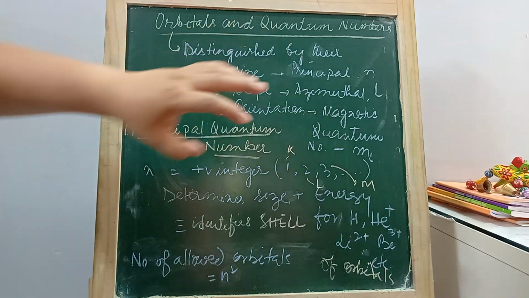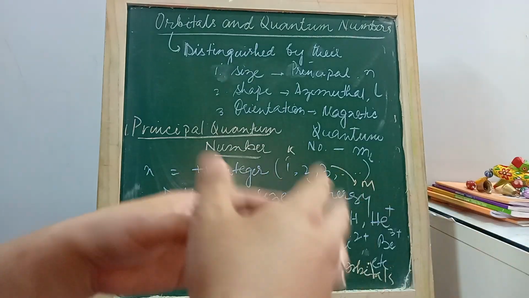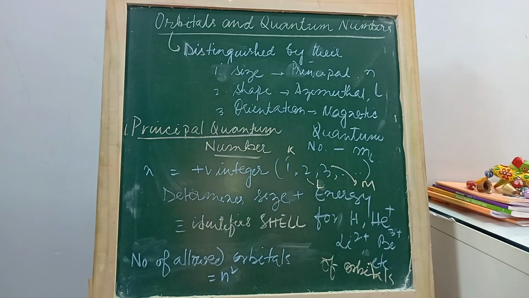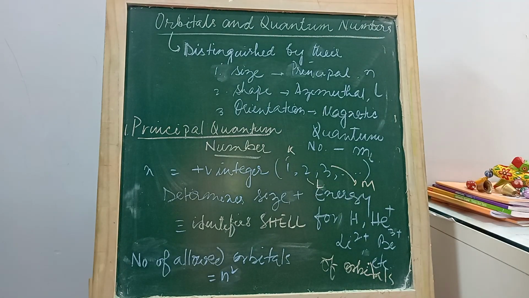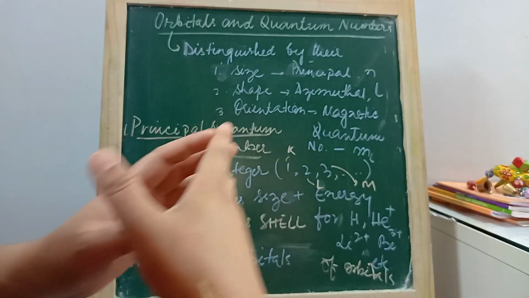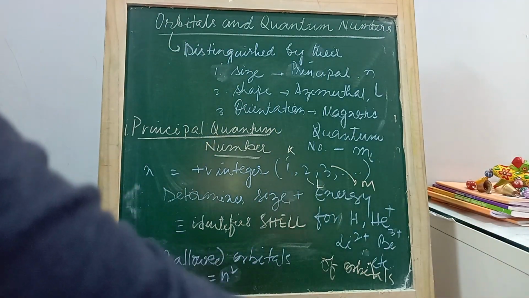Orbitals mean the space around the nucleus of an atom where there is a maximum probability of finding an electron. There are many orbitals: this is one orbital, this is another orbital, and then there's another orbital.